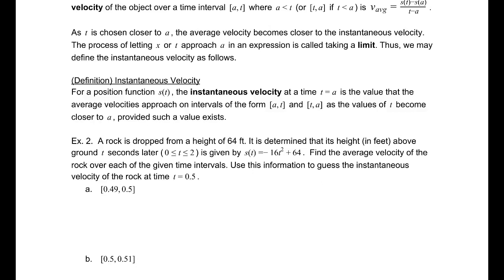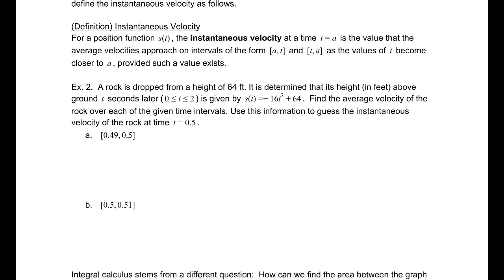So, we want to find the average velocity of this rock over the given time intervals, and then use the information to guess the instantaneous velocity at a time t equals 0.5. If you notice, the first interval is coming from the left, prior to t equals 0.5, and the other is looking at the 0.01 seconds past that.